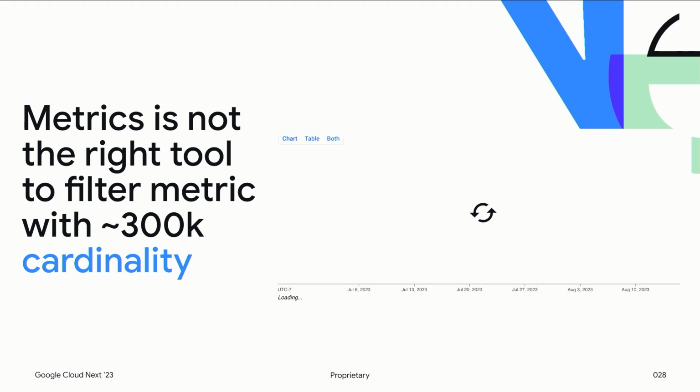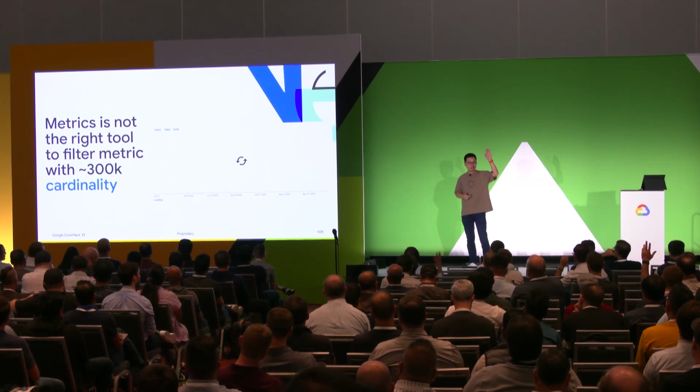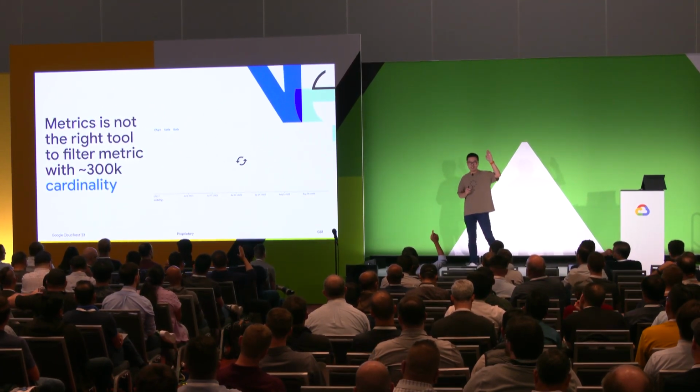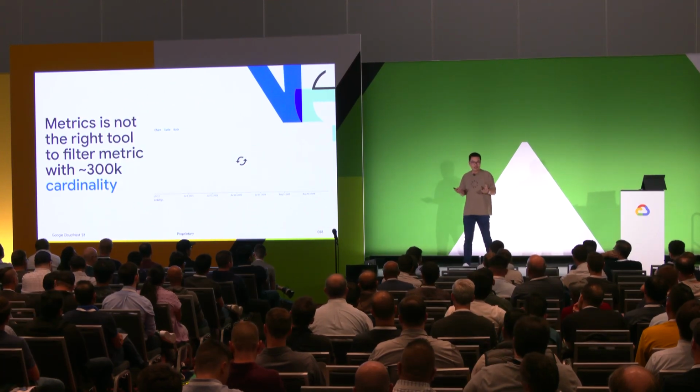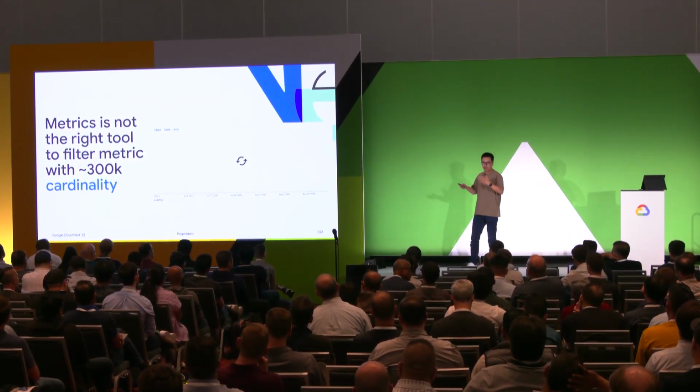Now let me quickly pause here and take another poll. By show of hands, who has ever tried to load a metric with this much cardinality? Well, at least there's a few, it's good. Now what happens? Someone's smiling. It's like someone's doing this. Right, nothing happens, exactly.